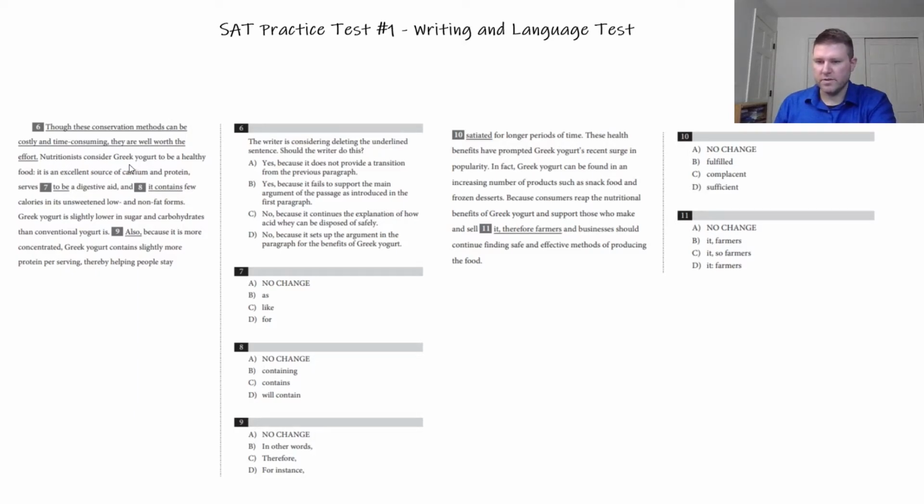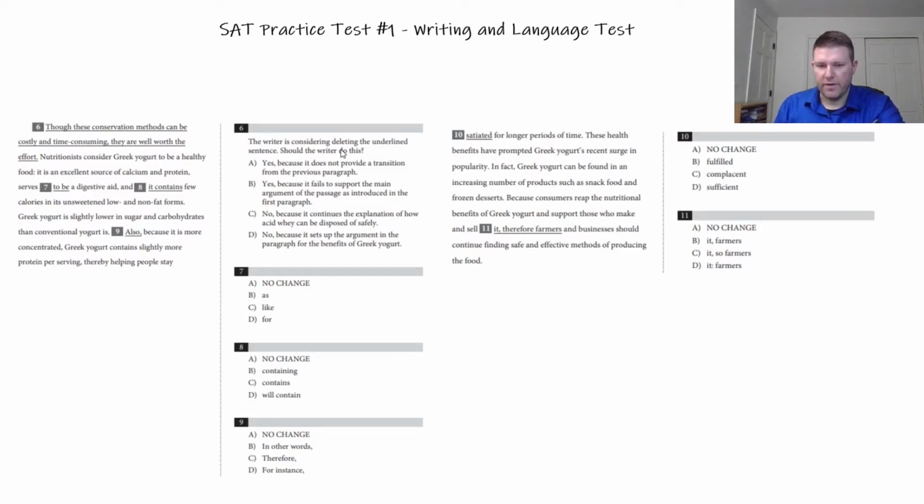So nutritionists consider Greek yogurt to be a healthy food. It's an excellent source of calcium and protein, serves to be a digestive aid, and it contains few calories in its unsweetened, low and non-fat forms. I didn't correct these guys because just assuming you're reading ahead, right? But it's just saying it's worth the effort to get rid of acid whey because Greek yogurt's such a healthy food, right? So this is actually a pretty good sentence.